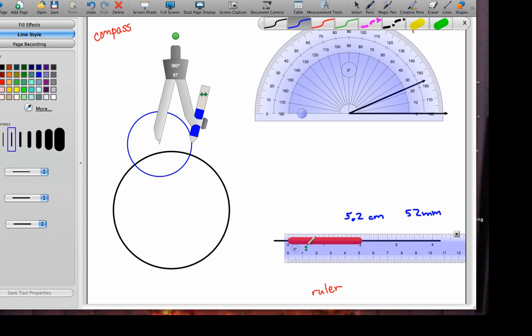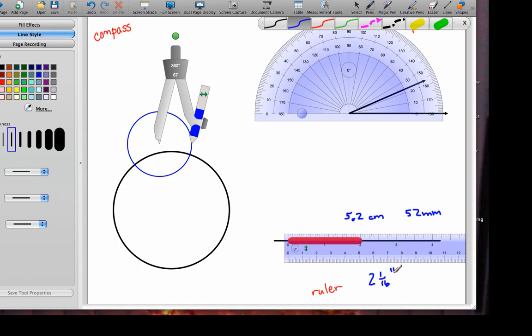Let us also see that we can measure this in inches as well. So I just changed the unit of measurement that I was using. So let's see, I have 1 inch, 2 inches, and then 1, 2, 3, 4, 5, 6, 7, 8, 9, 10, 11, 12, 13, 14, 15, 16. So I have 16ths. So I have 2 and 1/16 inches as well.